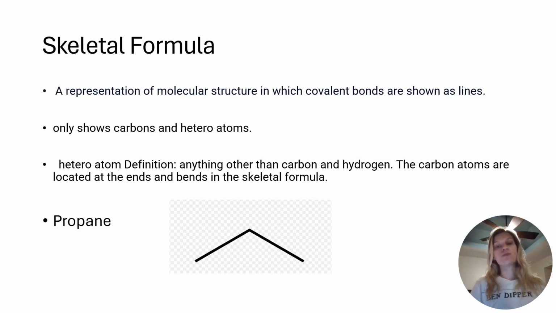This is going to be our skeletal formula now. What is the skeletal formula? It is a representation of the molecule structure in which covalent bonds are shown as lines here. So only the carbons are shown, and it's going to show those heteroatoms. And the heteroatoms, the definition is anything other than a carbon or hydrogen. The carbon atoms are located at each end and bend. So when I say end and bend, here is going to be your ends and your bends. That's showing 1, 2, 3 carbon.